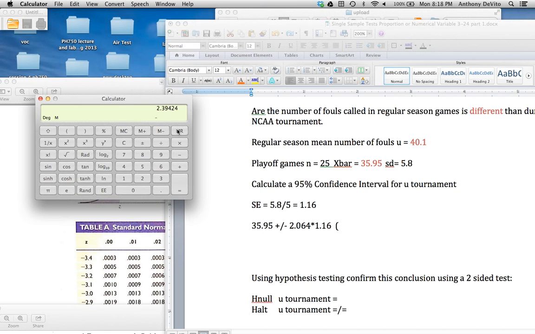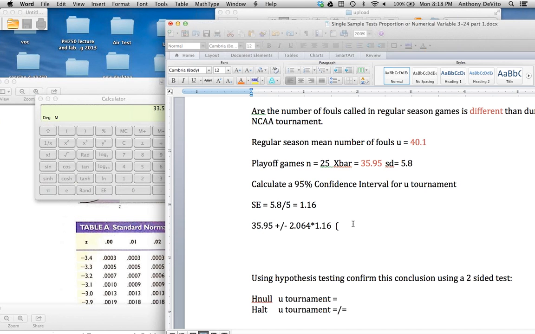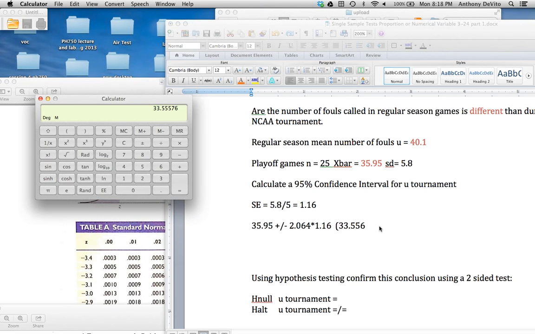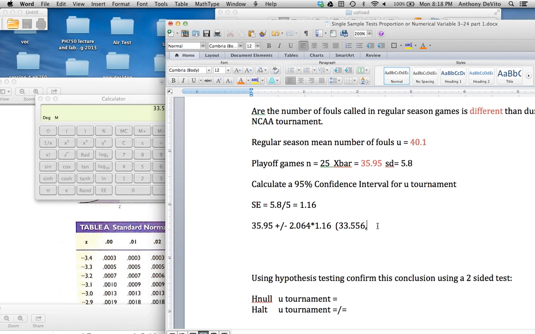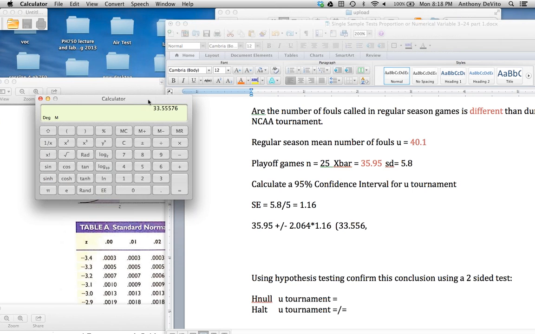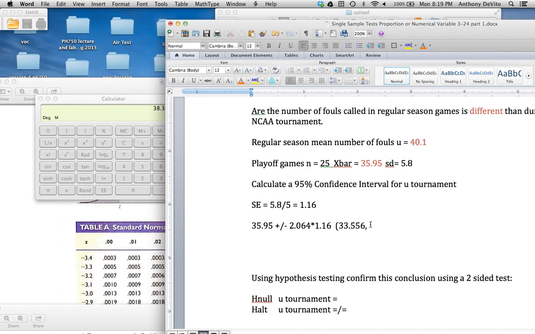35.95 minus equals 33.555. 33.55, actually 6 if I round it off. Okay, and I can round it off because I'm at the end of my calculation here. Okay, comma, and at the high end, I'm going to clear that, 35.95 plus equals 38.344.